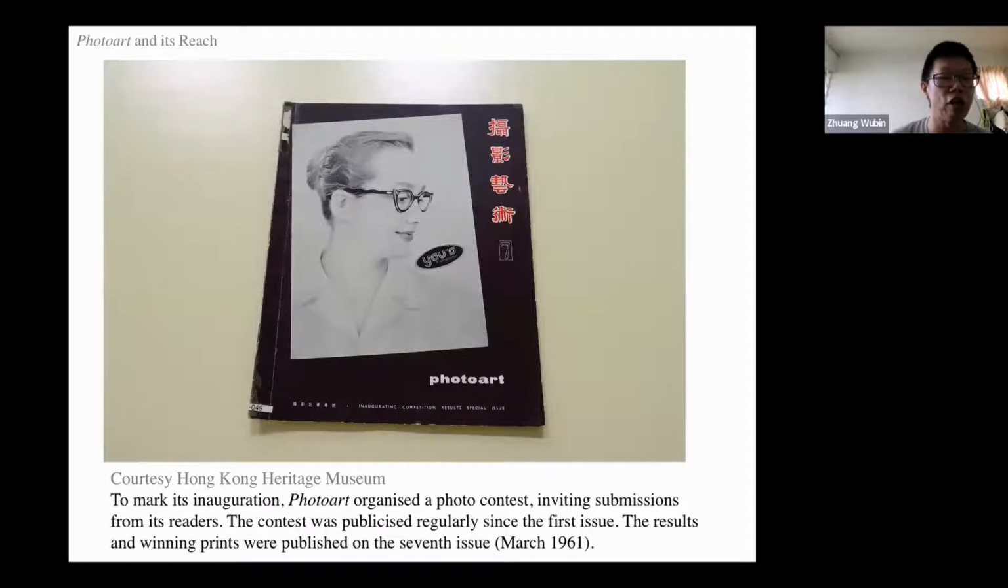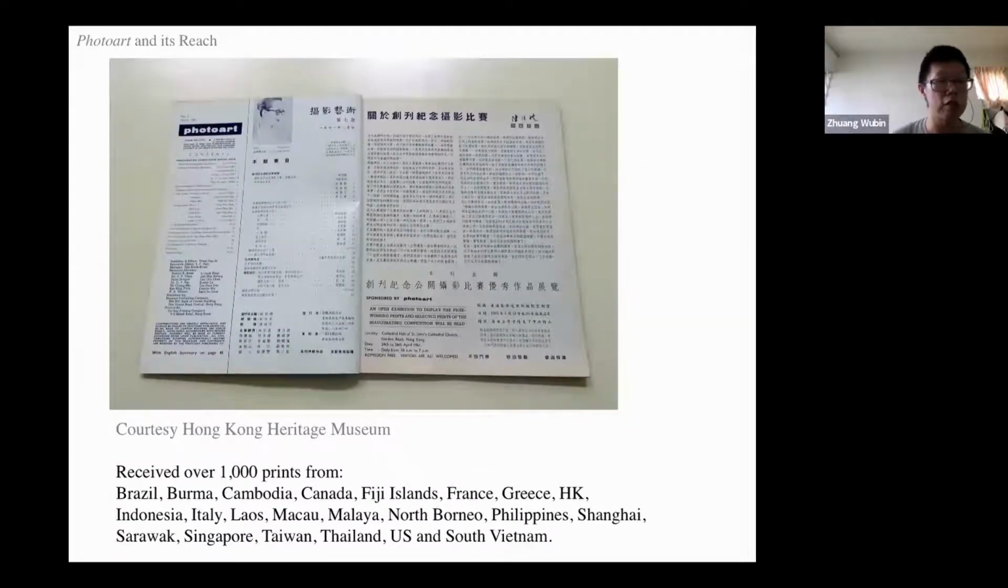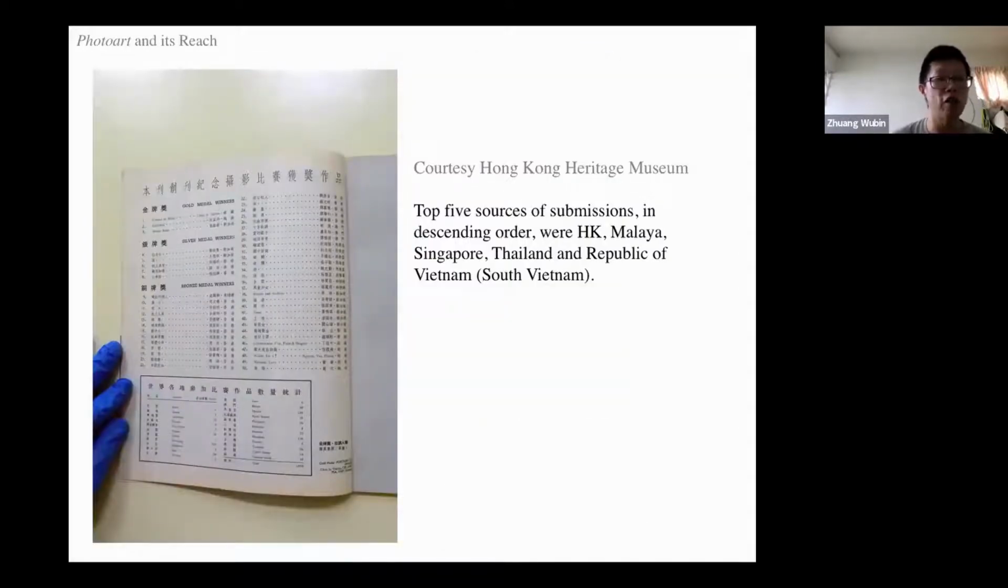So to mark its inauguration, Photo Art organized a contest, and the winners were published. The winning entries were published in the 7th issue, and they received 1,000 prints from all these different territories. The top 5 sources of submissions came from Hong Kong, Malaya, Singapore, Thailand, and Republic of Vietnam.